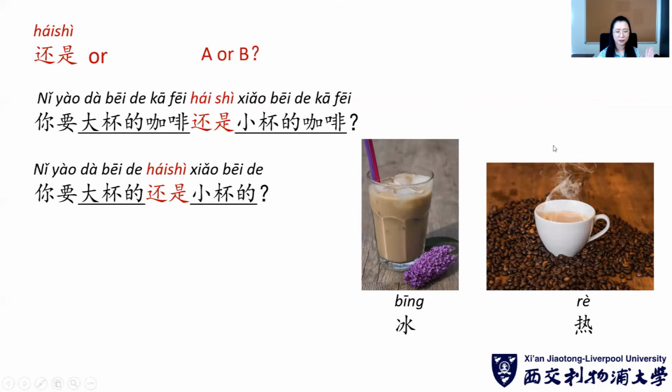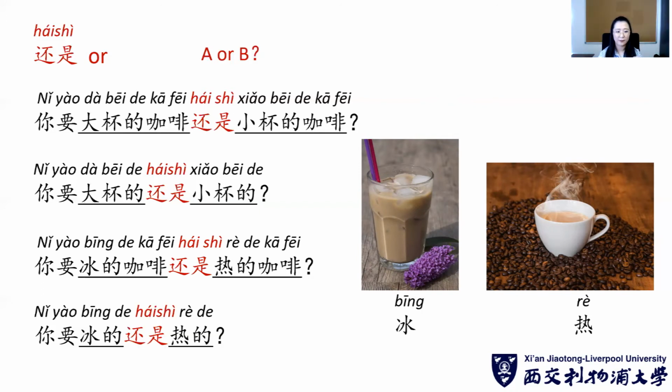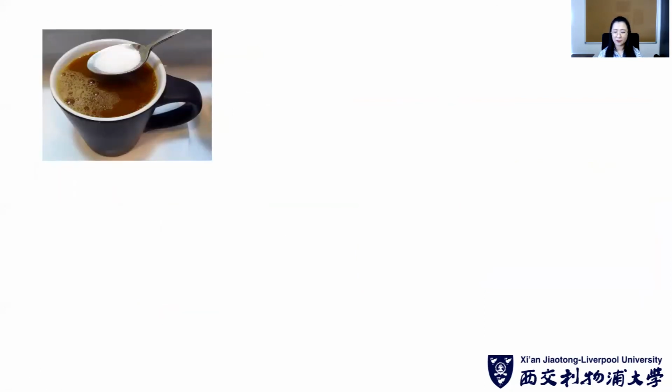So if the seller asks you, do you want iced coffee or hot coffee? How to say that? 你要冰的咖啡还是热的咖啡? In a dialogue, in the context, we can omit 咖啡 and just say 你要冰的还是热的? If I want iced coffee, I will say 我要冰的.